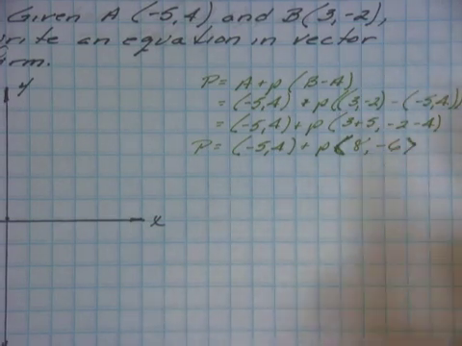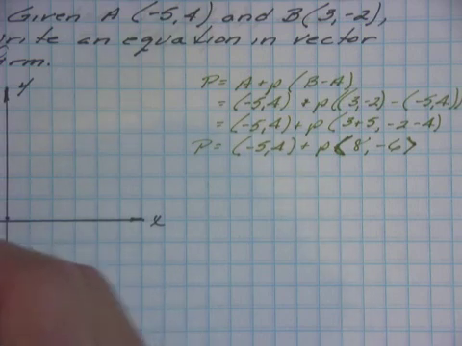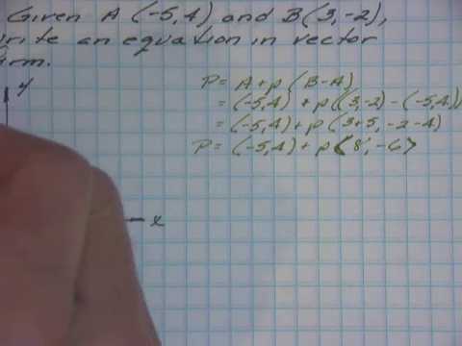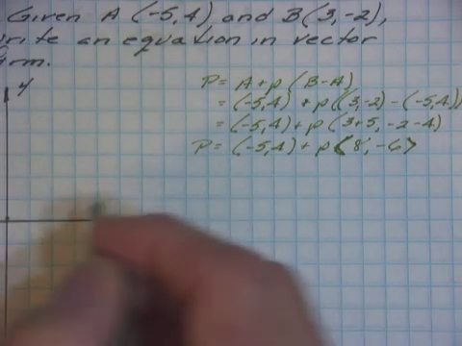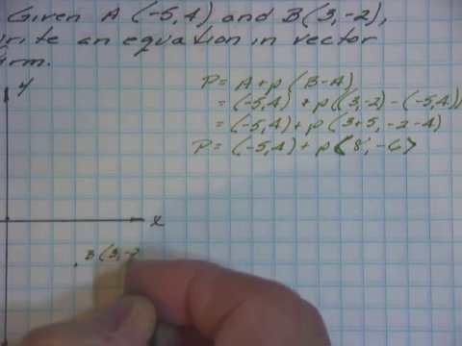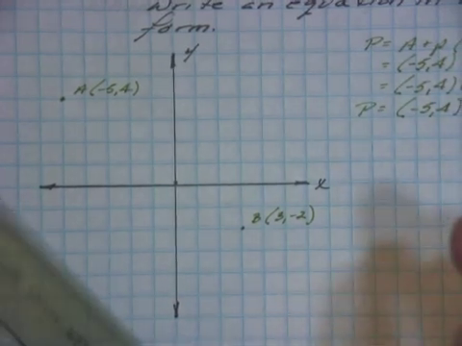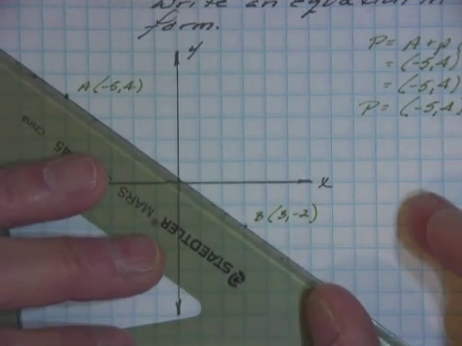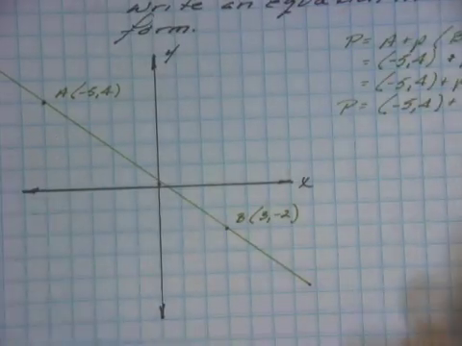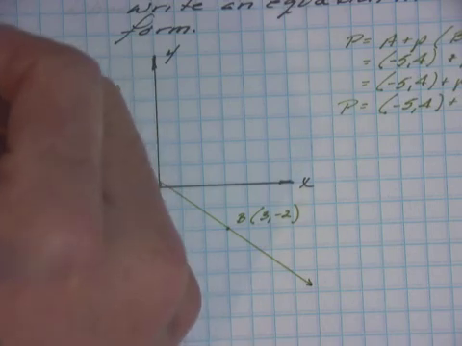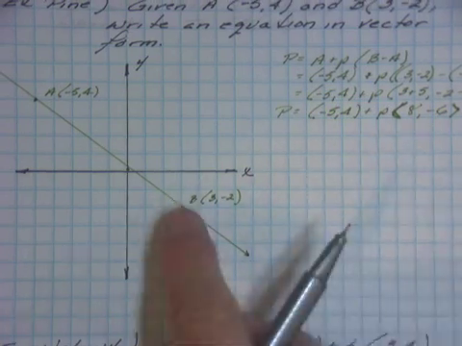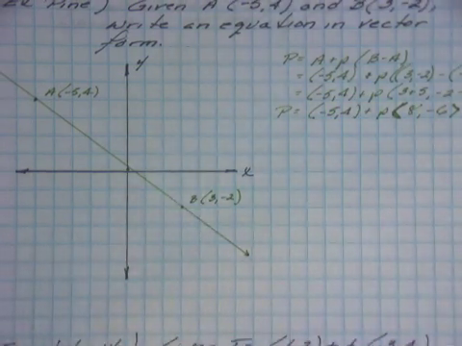But let's draw this line. So we've got -5, 2, 5, 4. There's point A at -5, 4, and B is at 3, -2. Oops, sorry, you couldn't see that. And I'm going to draw the line in there. So there's the line AB. It goes through those two points, and this is the equation for that line that goes through AB.